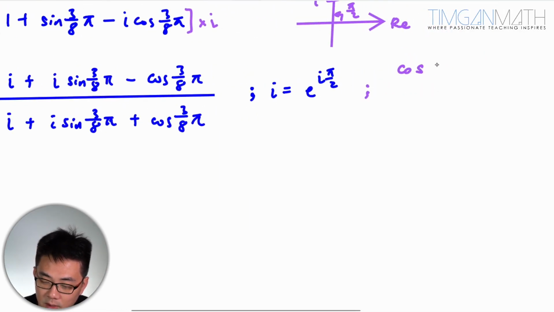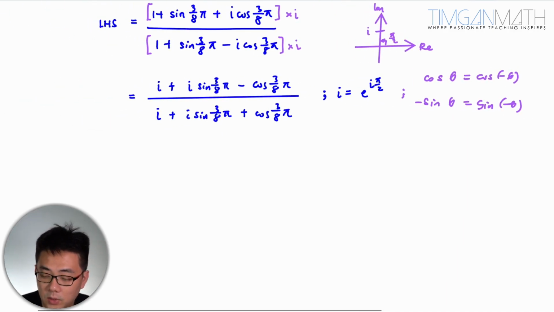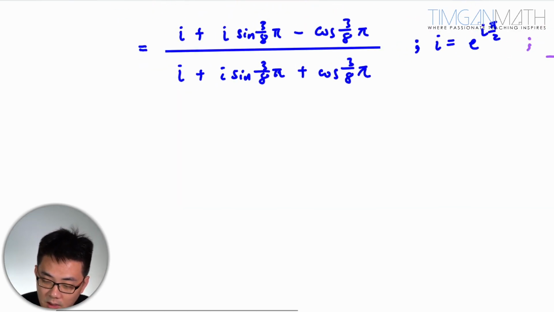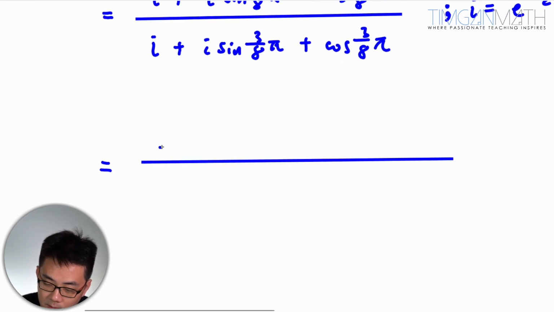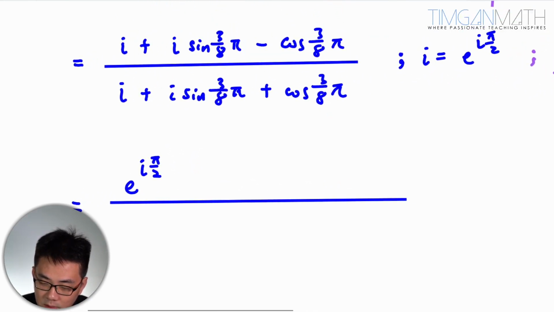We can use this formula: cosine theta is equal to cosine negative theta, and negative sine theta is equal to sine negative theta. So either we change this to positive, or we change both angles to negative and this negative. I think I'll just slowly write it out. I know i would be e^(iπ/2). Okay, so I'm going to just tweak this.